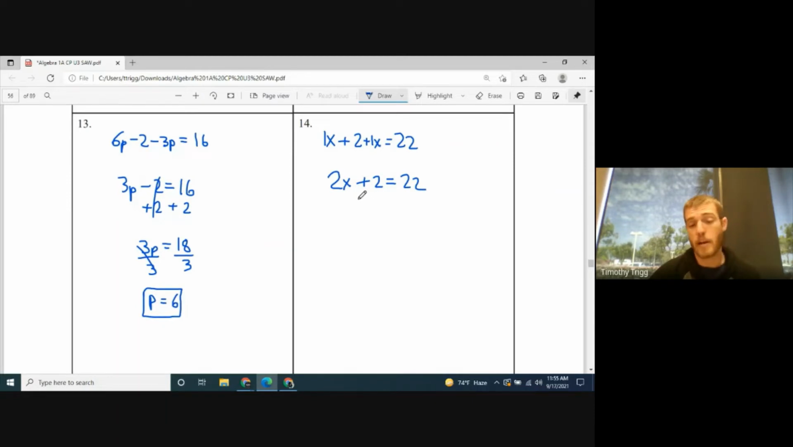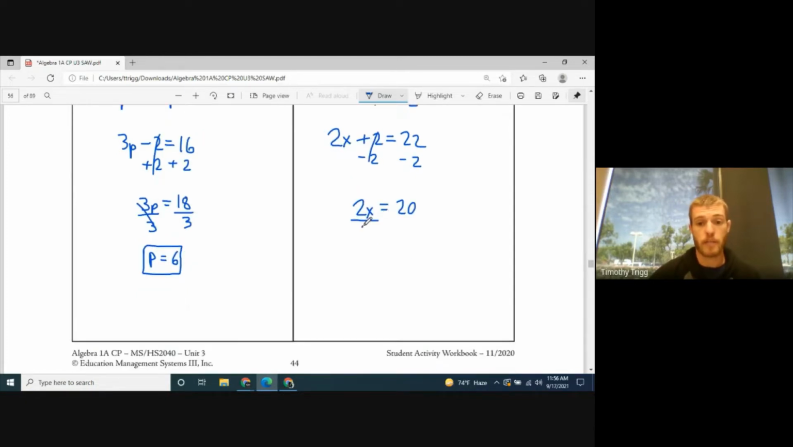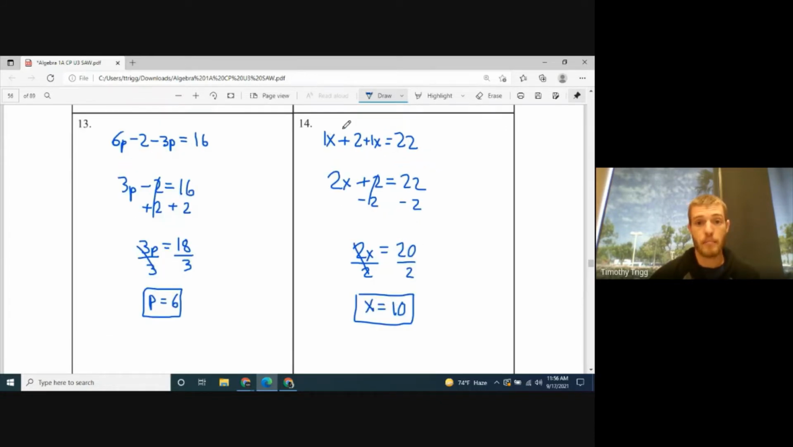To help us get x by itself, we're going to subtract 2 from both sides of the equation. Remember, whatever you do to one side, you have to do to the other. So here we'll be left with 2x on the left equals 22 minus 2 is 20. To get x by itself, we're going to divide both sides by 2. Canceling here, x equals 10. And again, you can always check your answer by plugging it back in. So 10 plus 2 plus 10, that indeed does equal 22. So I know I did it right.